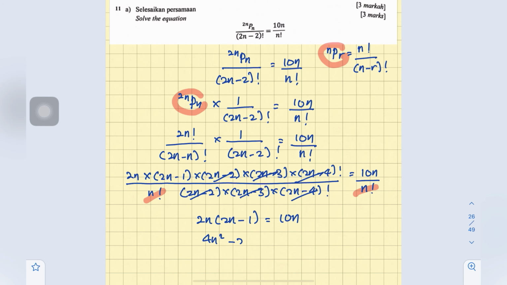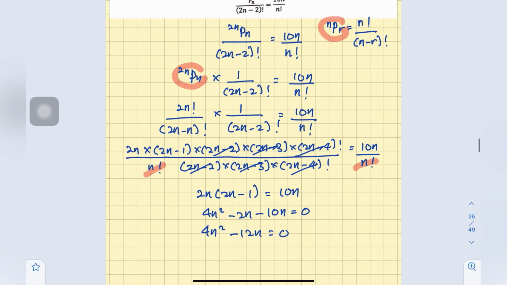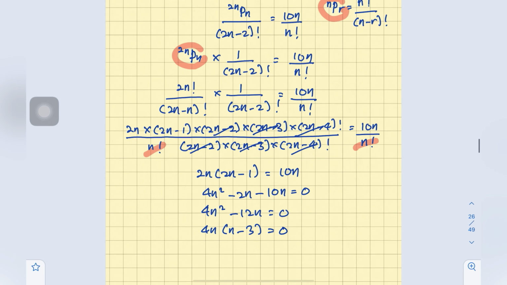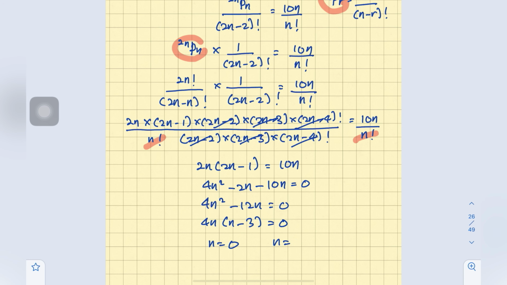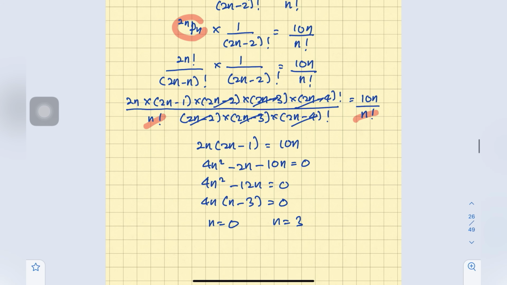Okay, minus 2n minus 10n equals 0. Okay, so then you just simplify. Minus 12n equals 0. So factorize for n minus 3 equals 0. So n equals 0, n equals 3. Okay, so in this situation, we need to choose. So therefore, choose n equals 3.